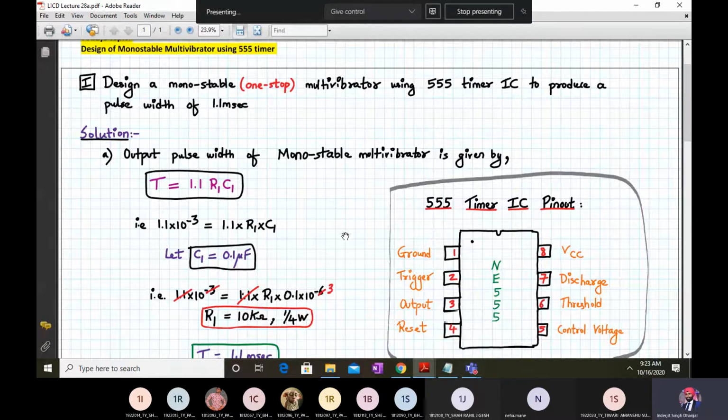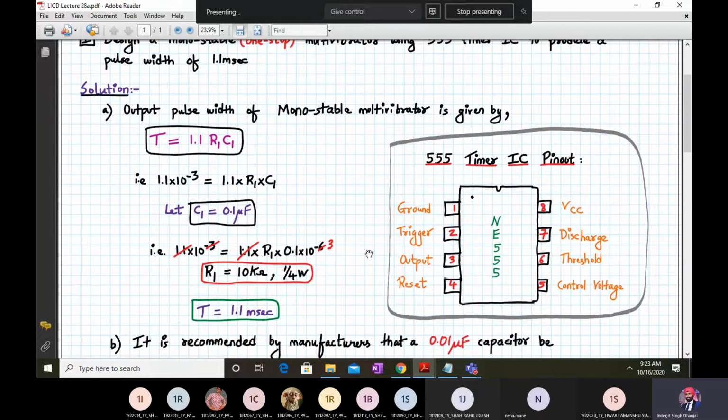Now here is my design statement: design a monostable or one-shot multivibrator using 555 timer IC to produce a pulse width of 1.1 millisecond. And this is the pinout of the 555 timer, just for your revision. Pin number 1 is ground, 2 is trigger, 3 is output, 4 is reset, 5 is control voltage, 6 is threshold, 7 is discharge, and 8 is VCC.